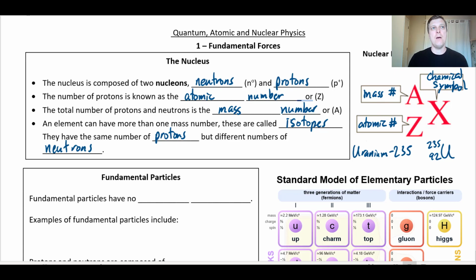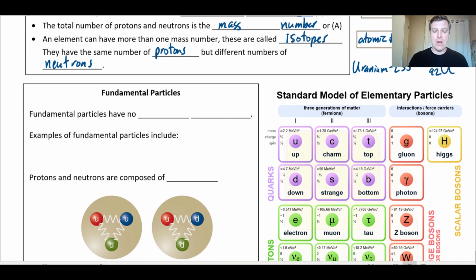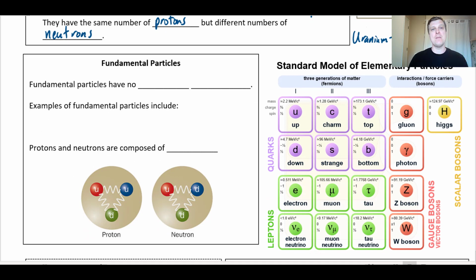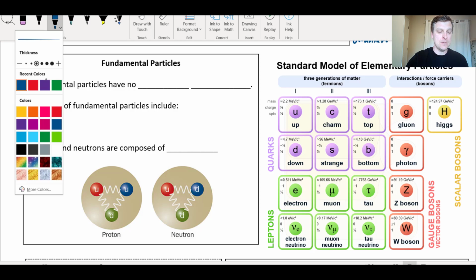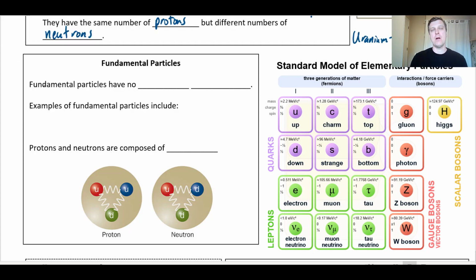Okay, so we know about atoms. This is not brand new news to us. But now we're going to dive into this idea of the fundamental particles. And it's going to bring in something called the standard model of particle physics. So fundamental particles are particles that have no smaller parts. And that's as simple a definition as I can think of.